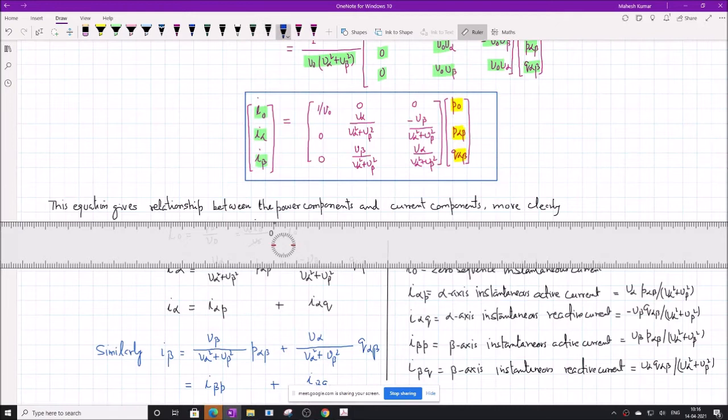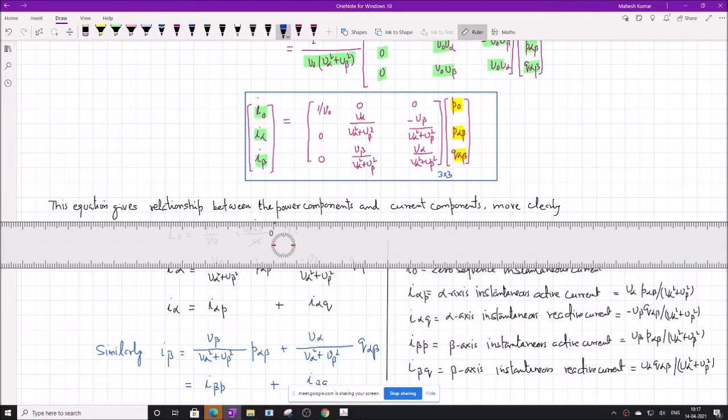3x3 voltage matrix. It's a voltage matrix in the sense that the elements are voltages, but the actual dimension is 1 by voltage. That is because this side is current, this side is power, so power by voltage becomes current. So the dimension is 1 by V, but the elements are the voltage elements. Or simply call it a matrix, no need to call it the voltage matrix.